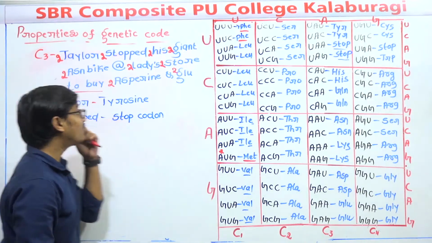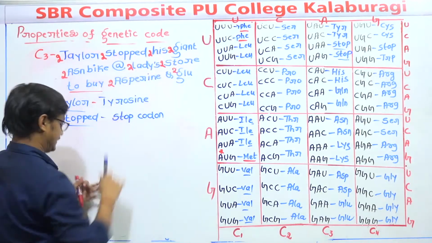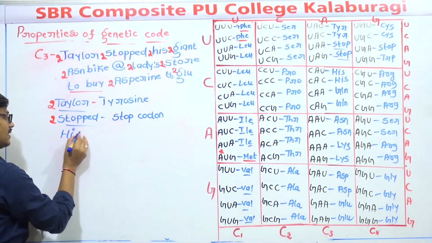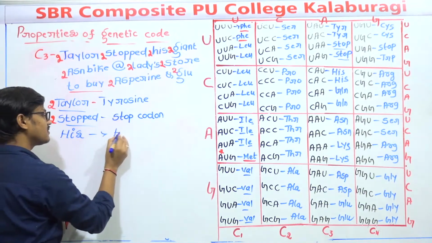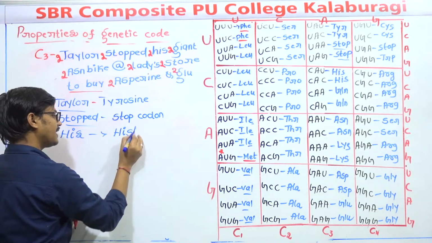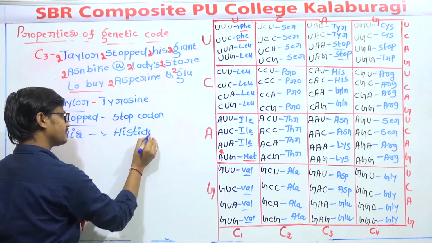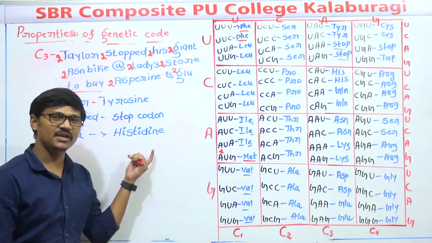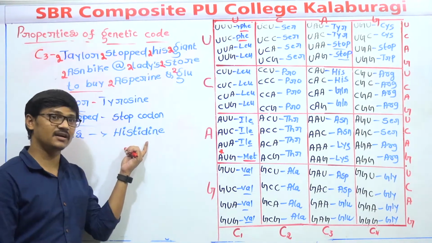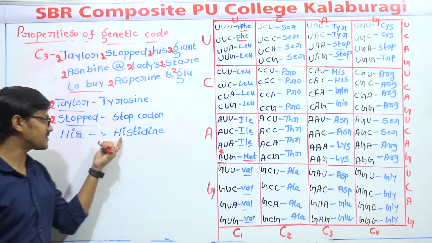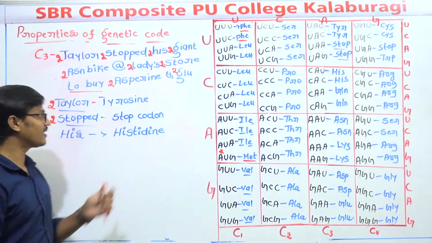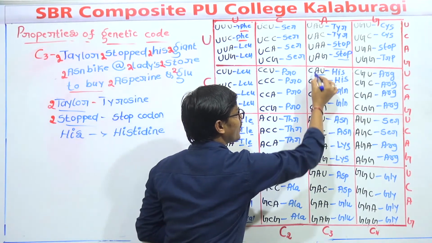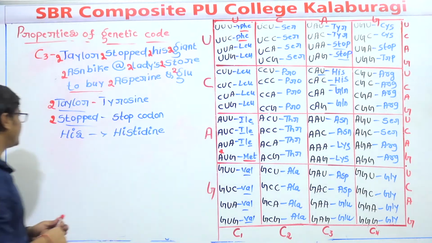Okay. Now after stop, his. See here, his stands for histidine. Okay. And in the last class I had written this as histidine, sorry for that. It has to be histidine. So see here, histidine is coded by 2 codons. That's why here also 2.